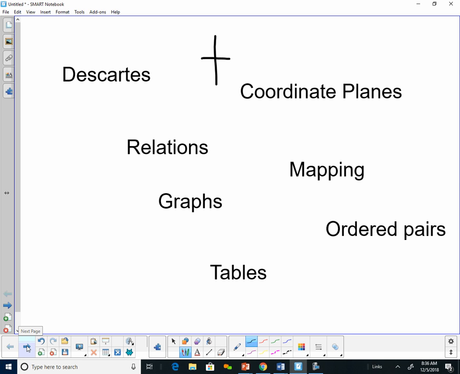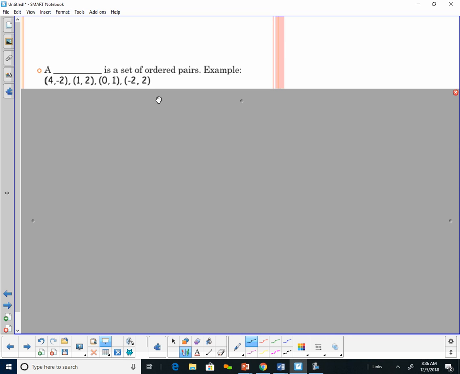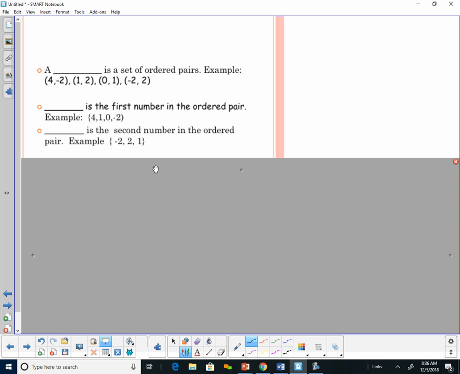So now I want you to answer a few questions for me. First, a blank is a set of ordered pairs. Okay, that is a relation. Blank is the first number in the ordered pair. That is either the x value or the domain. Blank is the second number in the ordered pair. That is your range or your y value.